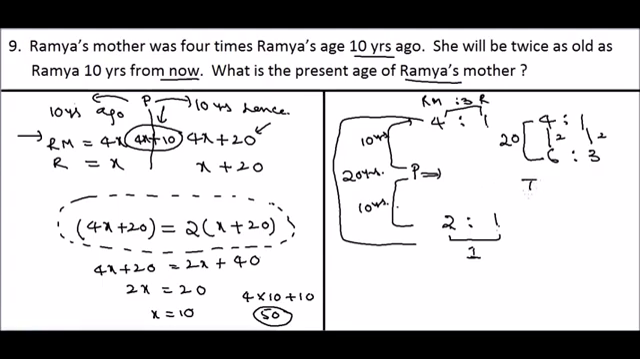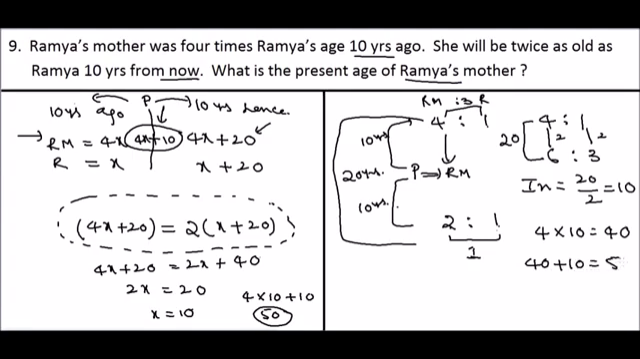Now what should be the interval here? The interval will be here 20 by 2. That will become 10. Over. Now what is the present age of Ramya's mother? Alright, I can go like this. 10 years ago, Ramya's mother's age was 4 into 10, 40. Obviously, 10 years later, that should be 40 plus 10. That will become 50. Got the clarity?